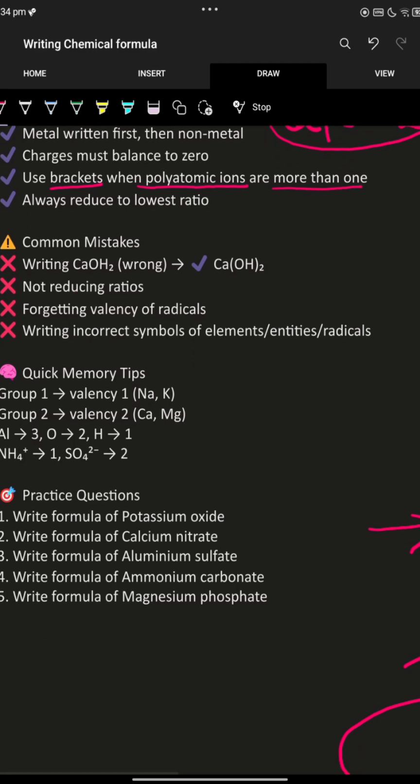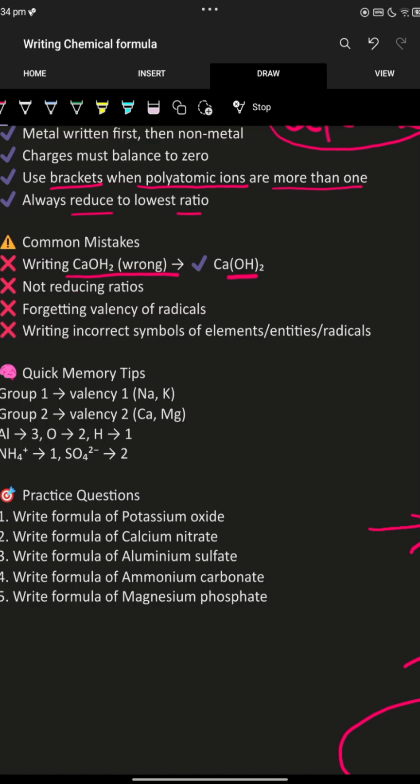Reduce to lowest ratio. Now, the common mistakes are what? When I'm writing calcium hydroxide, this is an incorrect method. Why? Because OH is polyatomic and it is getting 2, meaning more than 1. So, you have to use this bracket.